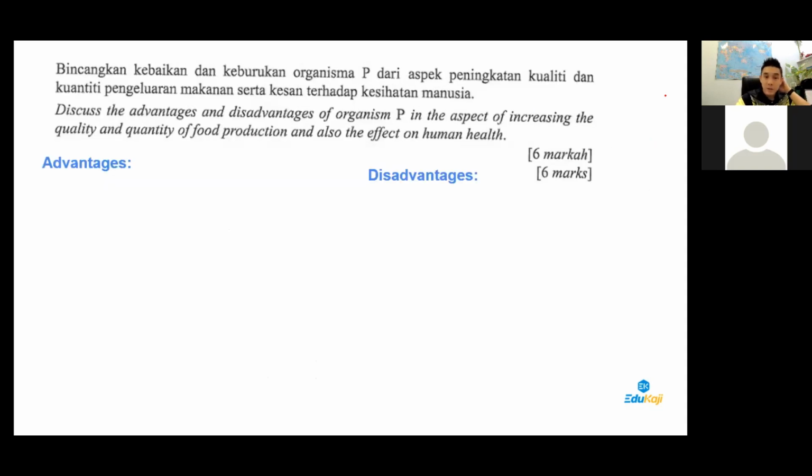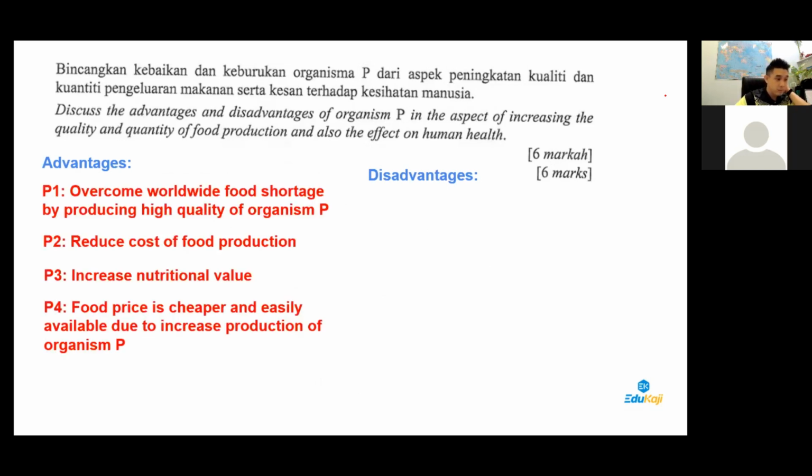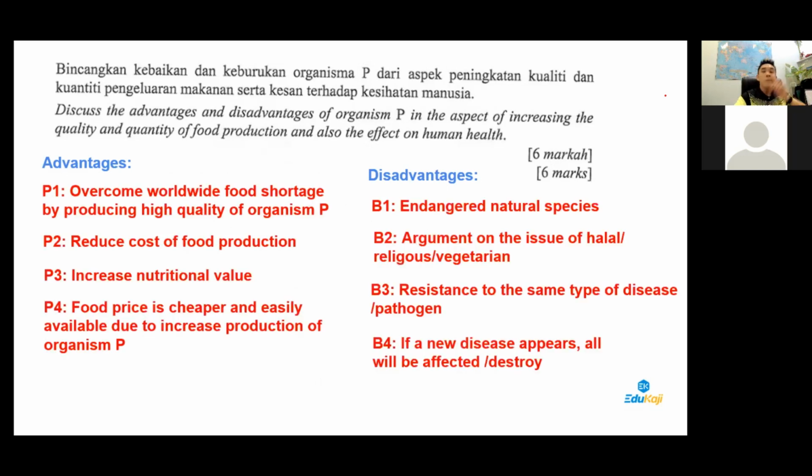Discuss the advantages, disadvantages. Let's look at this straight. In aspect of increasing quantity, quality, and effect on human health. Okay, guys, can overcome food shortage. Definitely. Reduce costs.